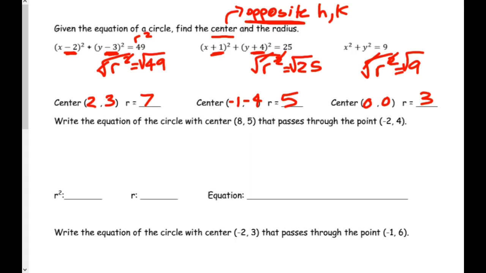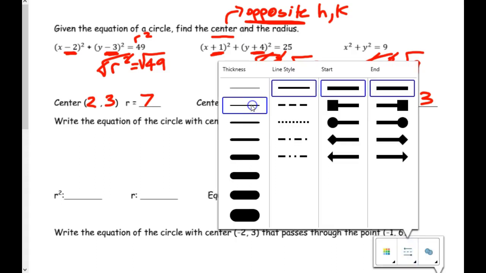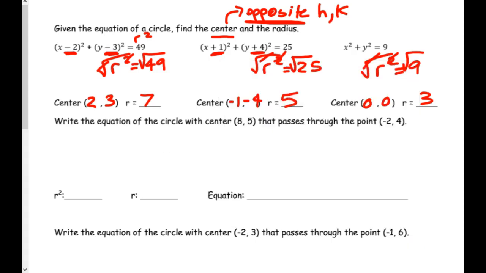Last couple ones here. It says write the equation of the circle with the center 8, 5 that passes through the point negative 2, 4. Okay, that's going to take a little bit of work. The center is h, k, right? But it gives us a point which is going to be called x, y. So here's what we're going to do: we're going to plug all 4 of those numbers into the equation to figure out what r squared is, so we can figure out what r is. Okay? So this one's kind of complicated, but I'll walk you through it.